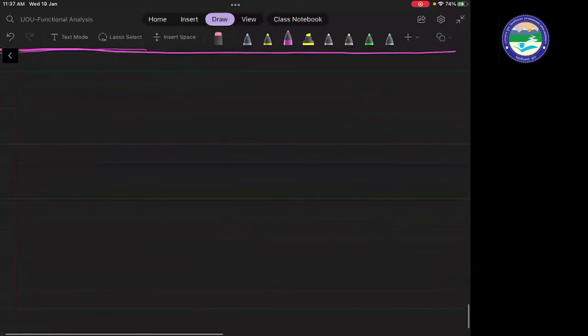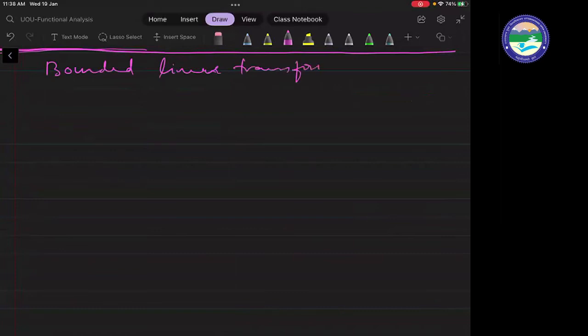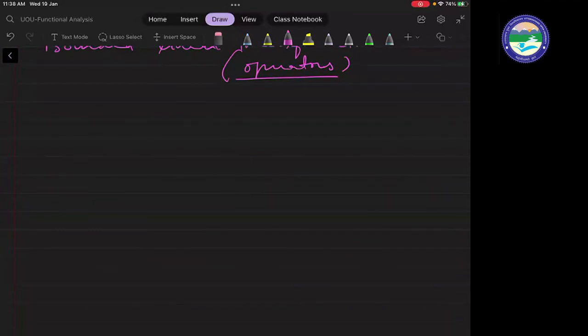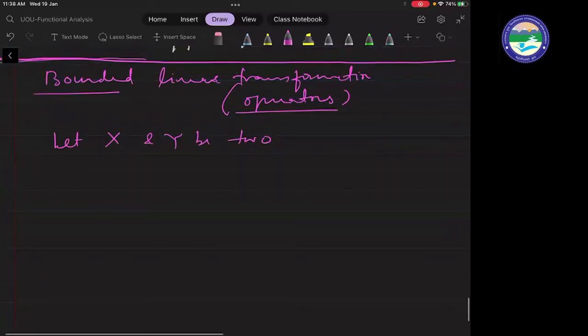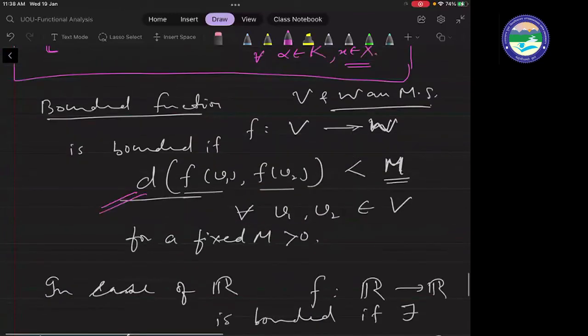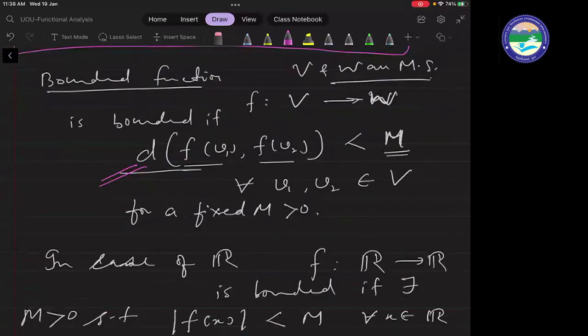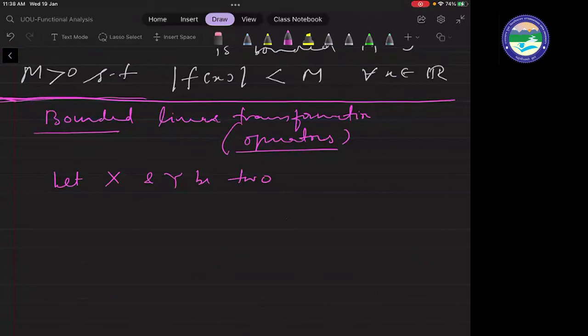Okay, so now we are coming to another notion, bounded linear transformations, or sometimes we call them operators. Most of the time we call them operators. So linear transformation and linear operator are both the same. Let X and Y be two normed spaces. When we use boundedness, we need a notion of metric. In an arbitrary vector space, you can't say something is bounded, but if it is a normed space, then you can definitely say something is bounded. So therefore, we will take X and Y to be normed spaces.